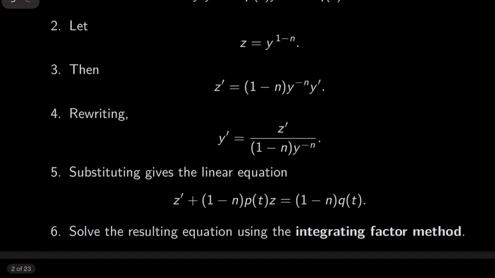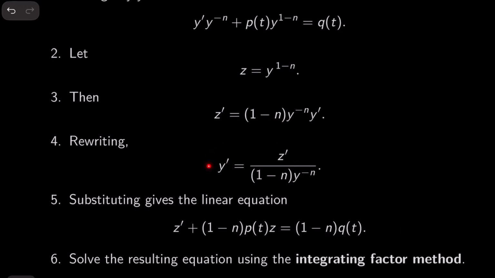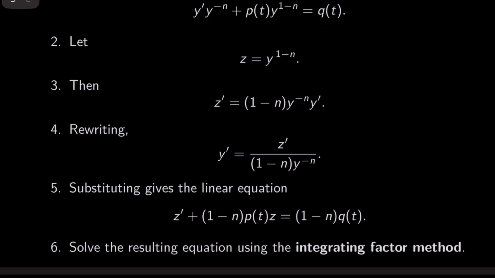Our next step is to find y prime from this relation, so you're going to have y prime given below. From here, we substitute y prime into the given differential equation. After substituting, our equation will reduce to this form. As you can see, this is now a first order linear differential equation, where z is our dependent variable and t is our independent variable, so we can use the method of integrating factors to solve our resulting equation.